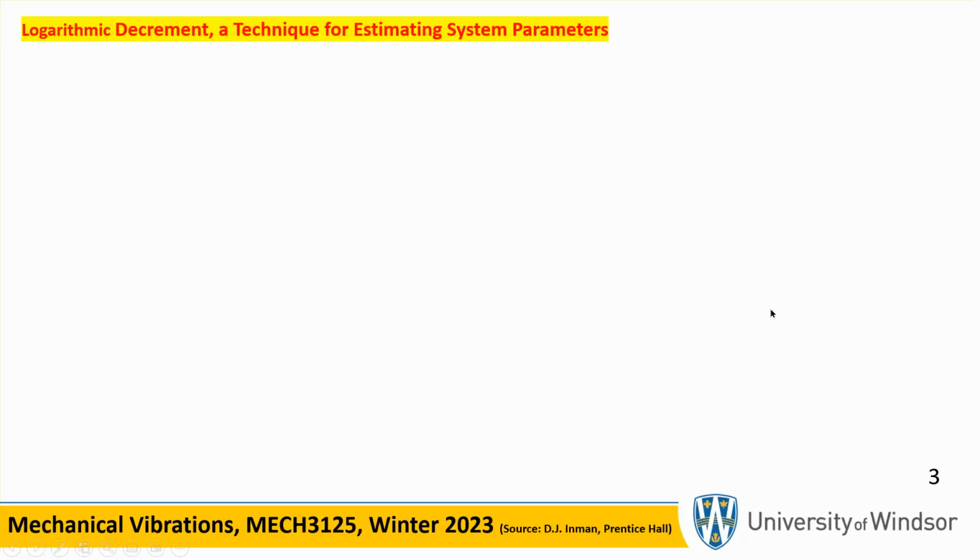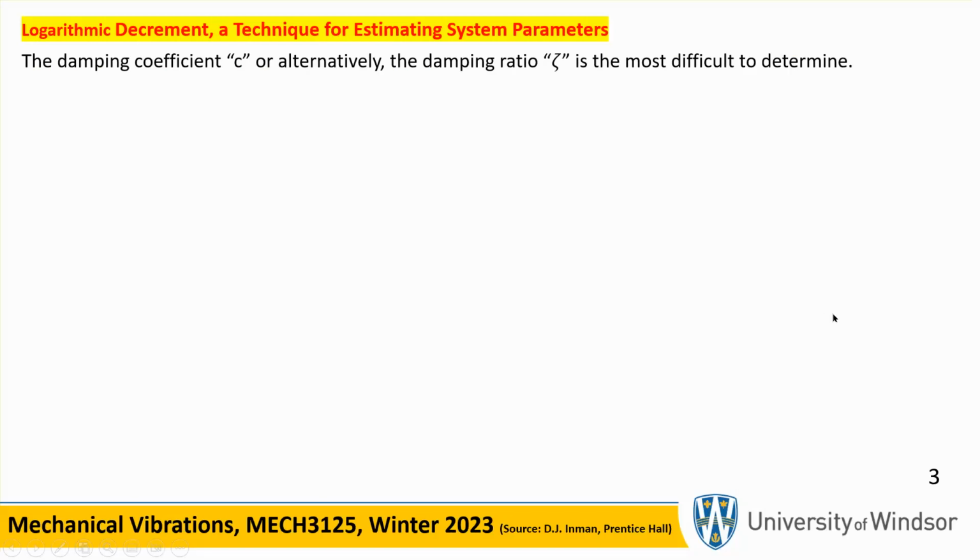Now, logarithmic decrement is a technique for estimating system parameters, in this case, the damping ratio, for example. So let me remind you that in order to do simulation, you need to know the parameters of your system. For example, the stiffness of your structure. Let's say we're dealing with a mass spring damper system. You need to know the stiffness of the spring. Of course, obviously, you have to know the mass, and that is probably the easiest one to measure.